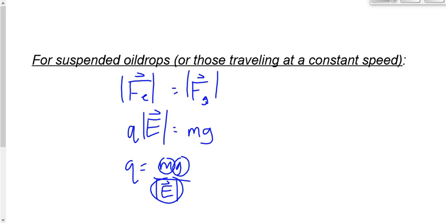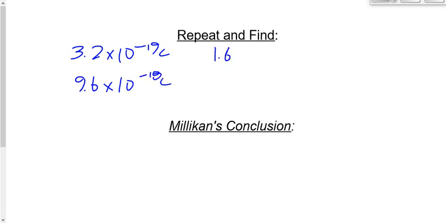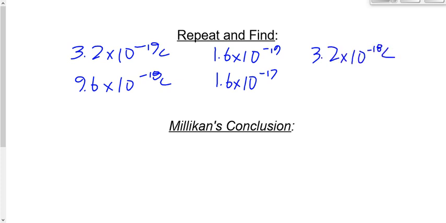When he measured the charge of an oil droplet, he would have gotten perhaps something like this. 3.2 times 10 to the minus 19 coulombs. He does it again, and maybe he gets this one, 9.6 times 10 to the minus 18 coulombs. He does it again, maybe he gets 1.6 times 10 to the minus 19 coulombs. 1.6 times 10 to the minus 17 coulombs. 3.2 times 10 to the minus 18 coulombs. Maybe 6.4 times 10 to the minus 17 coulombs.